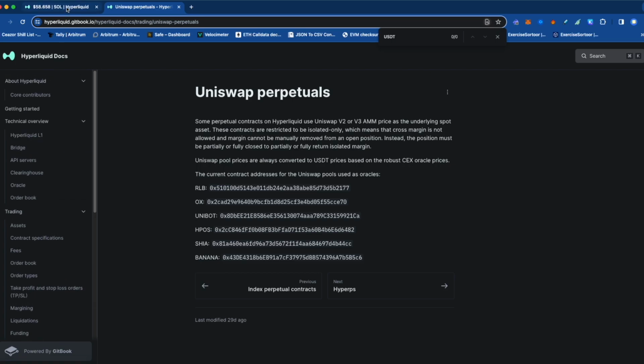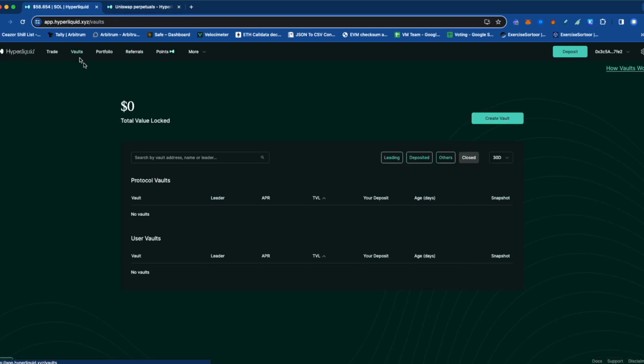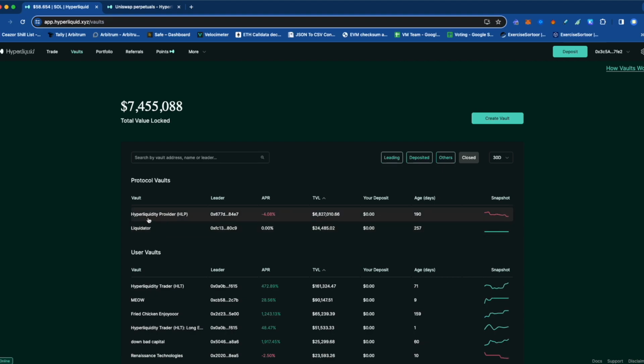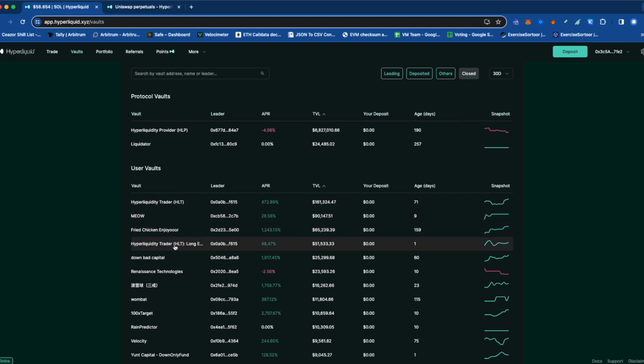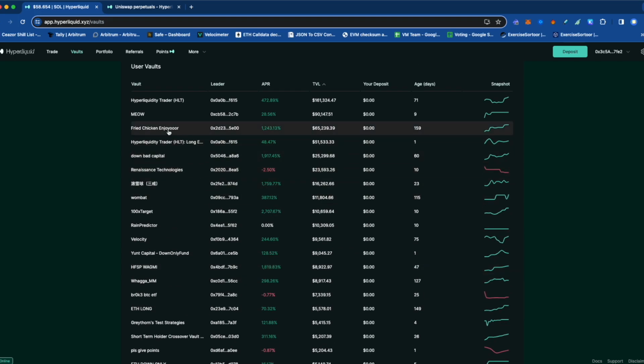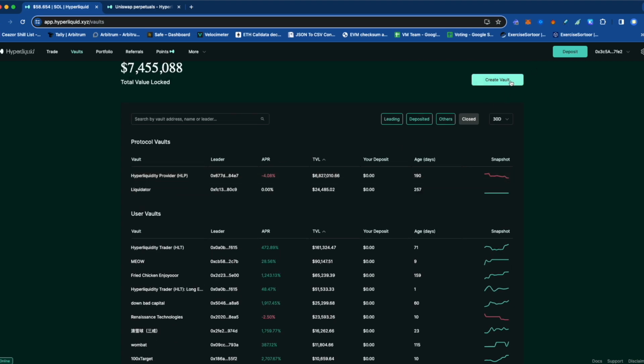There's some other cool things, like if we go to the vaults here, there's this HyperLiquid provider vault, and this is basically the vault that does some market making, as well as being in charge of all the liquidations. So it's the liquidator vault, basically. But then you have all of these custom made private vaults that people are using. Anyone can just come here and create their own vault.